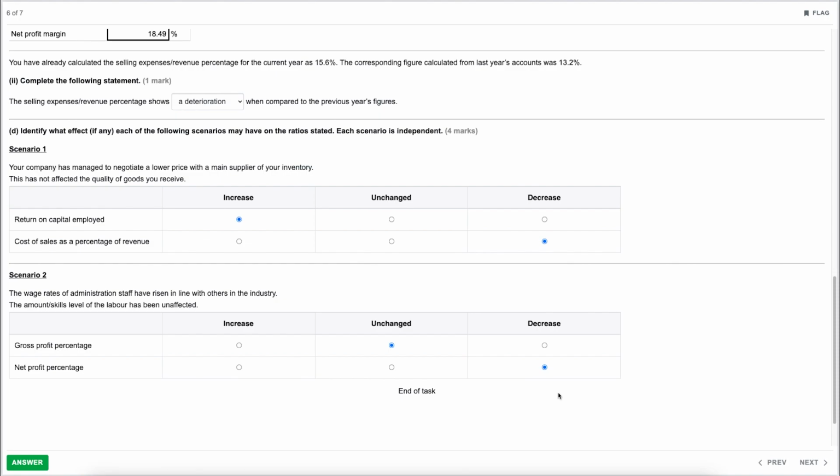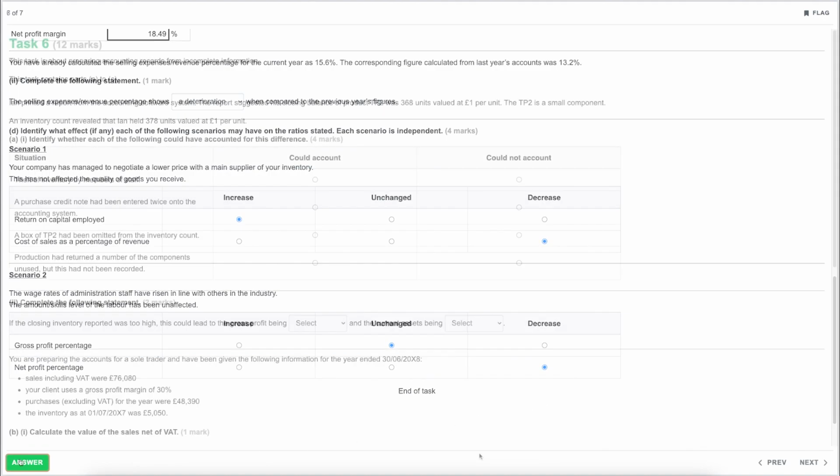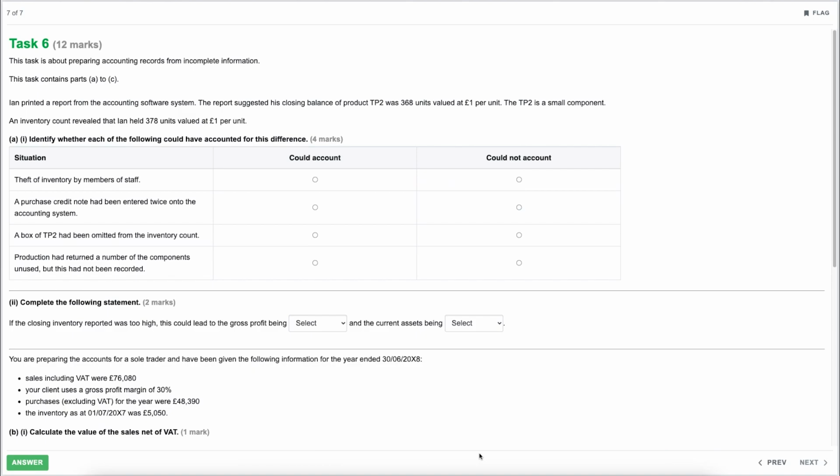We'll now move on to task 6, which is our last task of this mock exam. So task 6 is worth 12 marks and is about preparing accounting records from incomplete information. This task contains parts A through to C. Ian printed a report from the accounting software system. The report suggested his closing balance of product TP2 was 368 units valued at £1 per unit. The TP2 is a small component. An inventory count revealed that Ian held 378 units valued at £1 per unit.